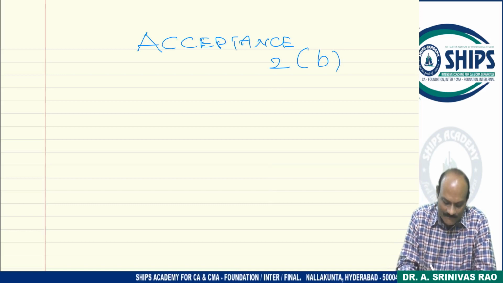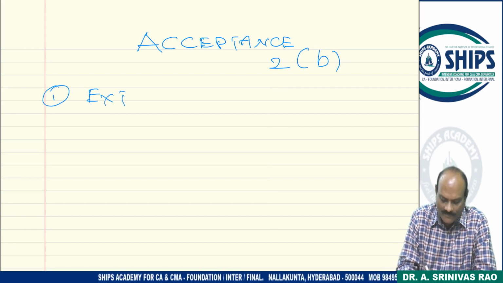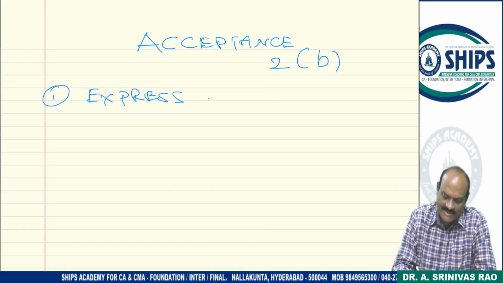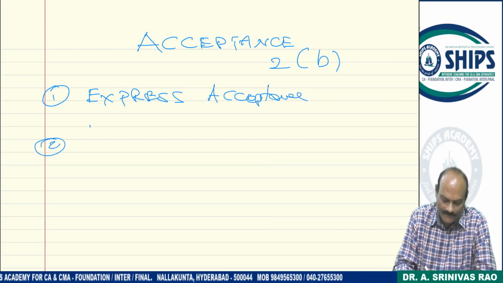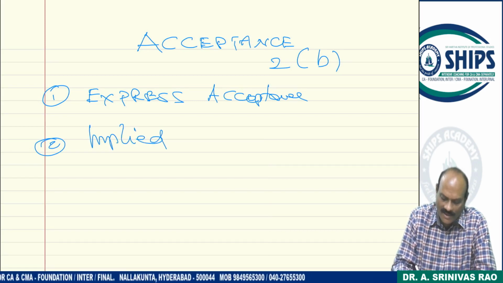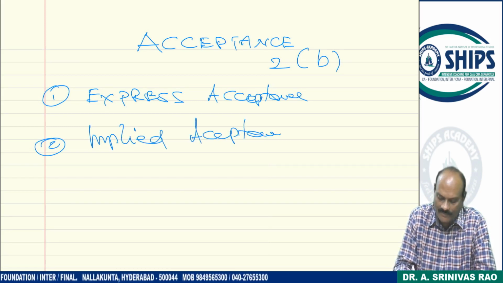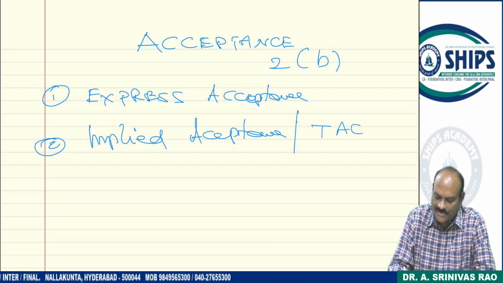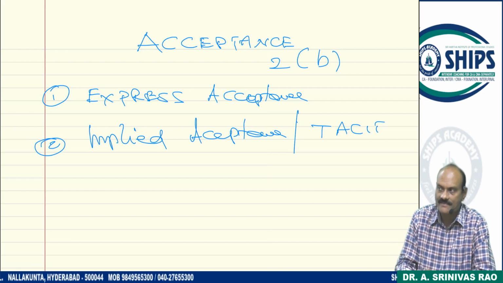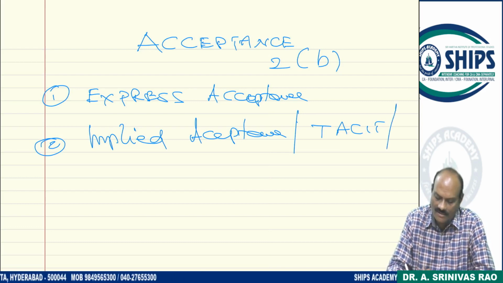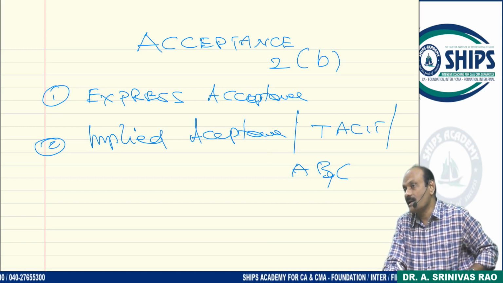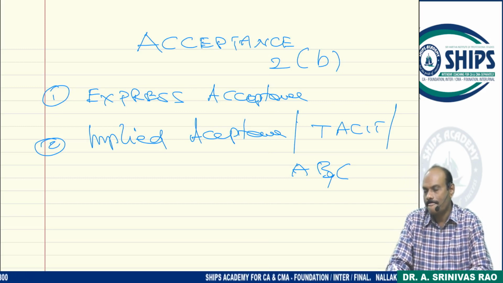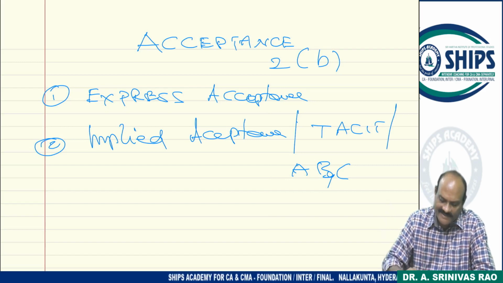Write down. Types of acceptance. First one, express acceptance. Second one, implied acceptance. Implied acceptance is also called tacit. It is also called acceptance by conduct. Acceptance by conduct.